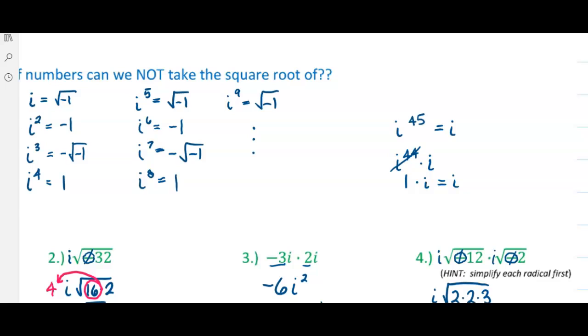Just follow the pattern. If you do 45 divided by 4, you get 11, remainder 1. And that becomes your exponent for your answer.